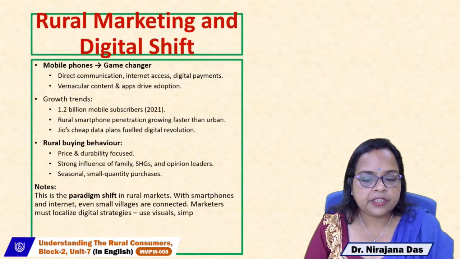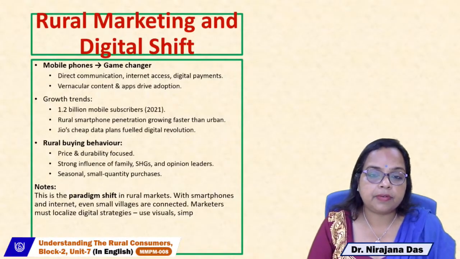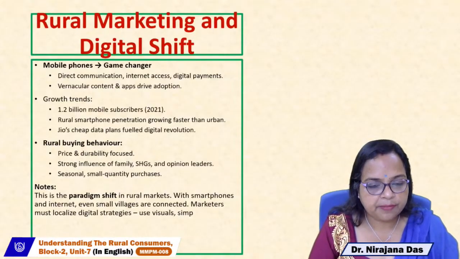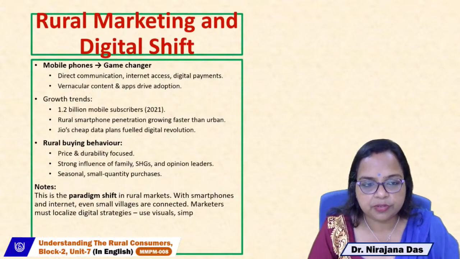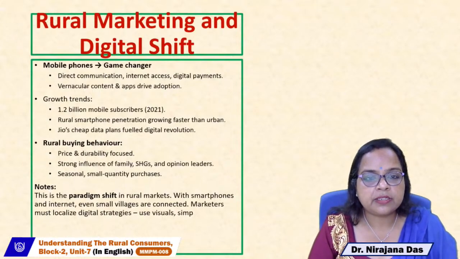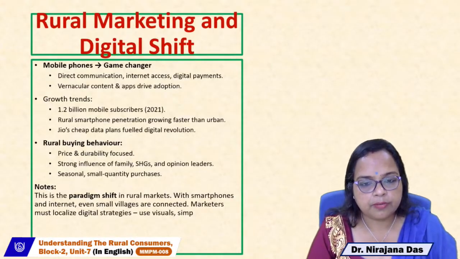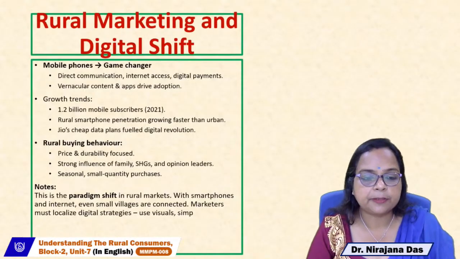Vernacular content and application-driven adaptation are driving the rural buyer in adapting to new products. Growth trend: 1.2 billion mobile subscribers by 2021. Rural smartphone penetration is growing faster than urban. Jio's cheap data plans fuel the digital revolution. So marketers cannot avoid the digital media or the digital shift in rural markets.